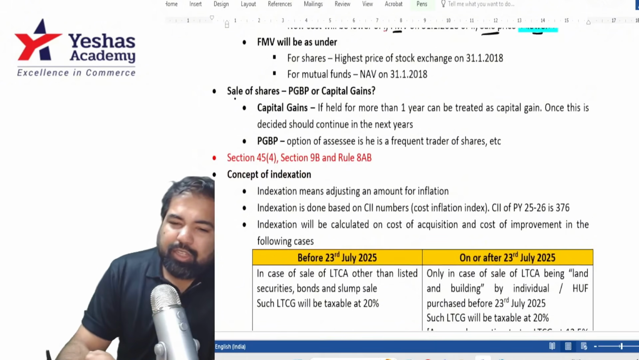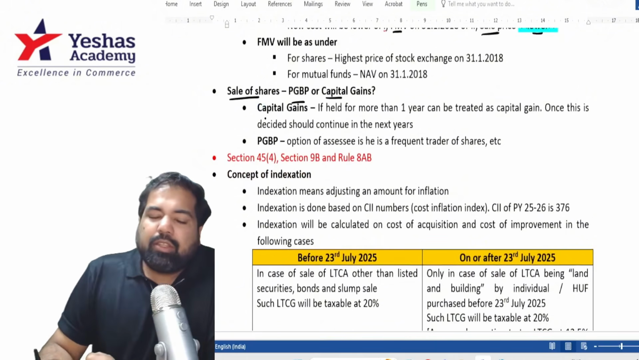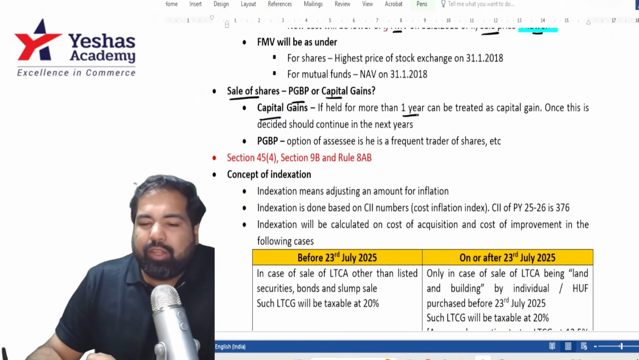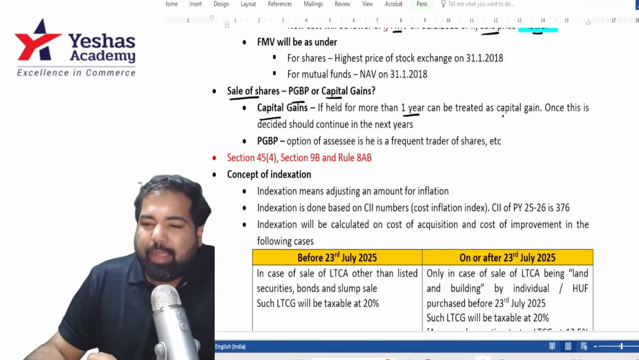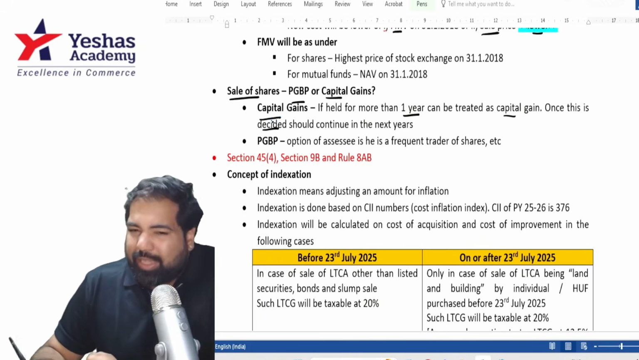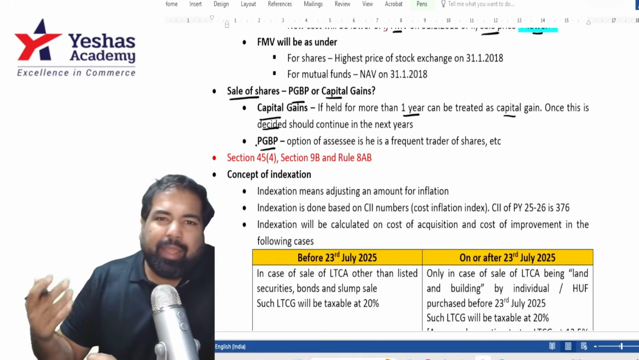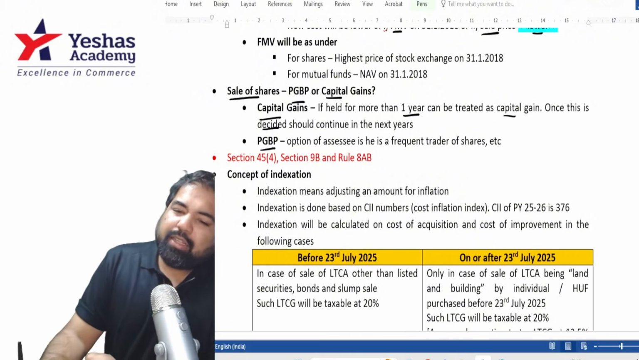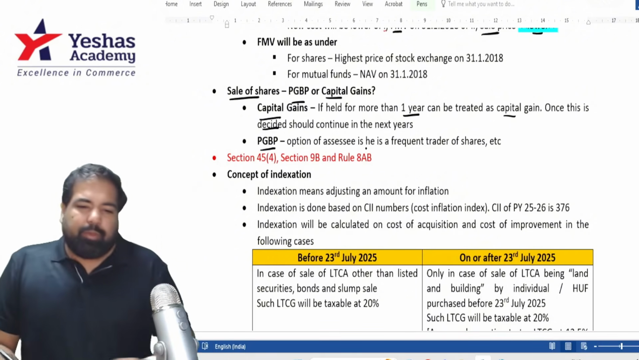Next, if you're selling shares, will it be PGBP or capital gain? It is capital gain if held for more than 1 year, that means you're generally investing and it will be treated as capital gain. Once this is decided, then it should be capital gain only. And it is PGBP if you're buying and selling a lot of shares every day, then you can decide that it is PGBP and you can tax it under PGBP.